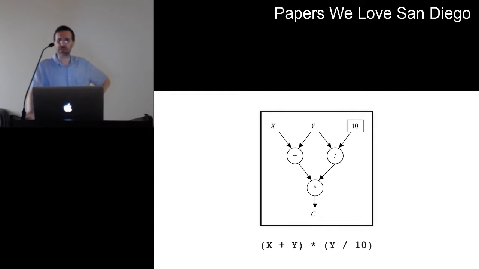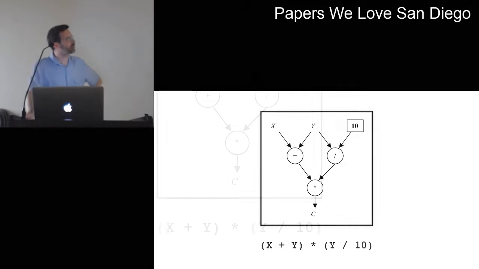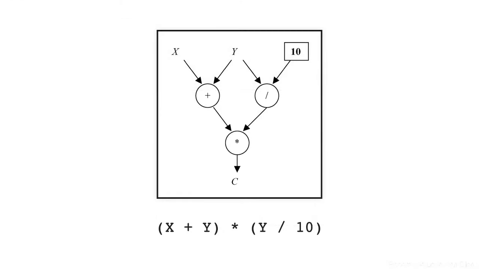This is a Dataflow program which performs a simple arithmetic computation. It takes an input x and an input y, sums x and y together, divides y by 10, and then multiplies the results of those operations to get a final output. This program is not in any particular Dataflow programming language. Instead, it's an idealized representation that you might think of as pseudocode.